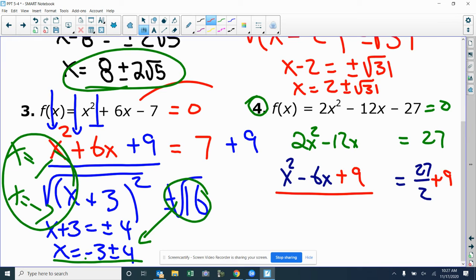So if you have to do perfect squares, do you do that before or after you make that problem? Before. You must do that before you try to do the perfect square trinomial.